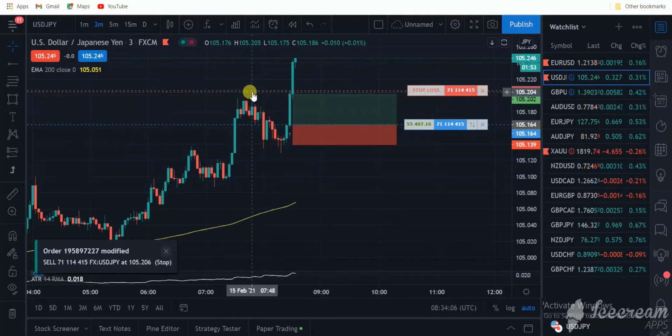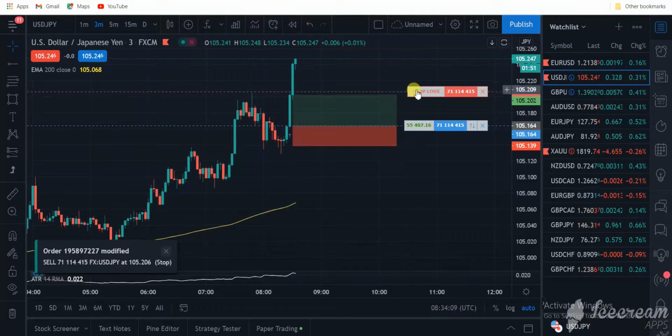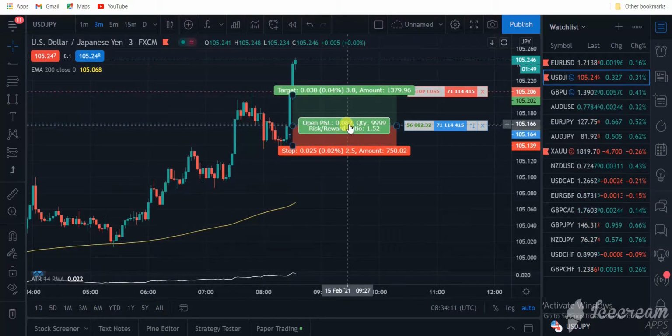Because the price has moved this high, I think it's a good option to just close the entire trade. As you can see, the market has broken past this high.